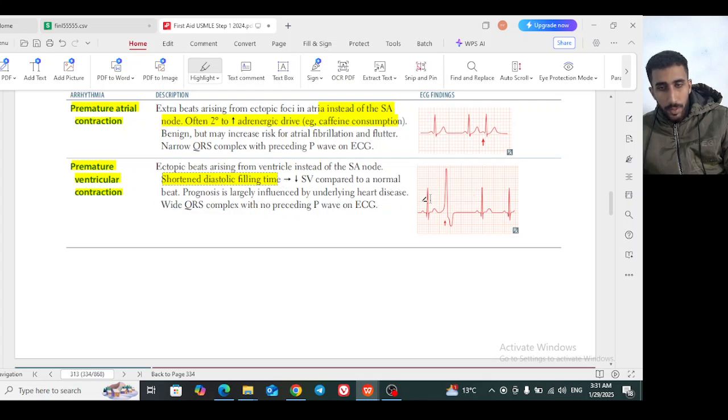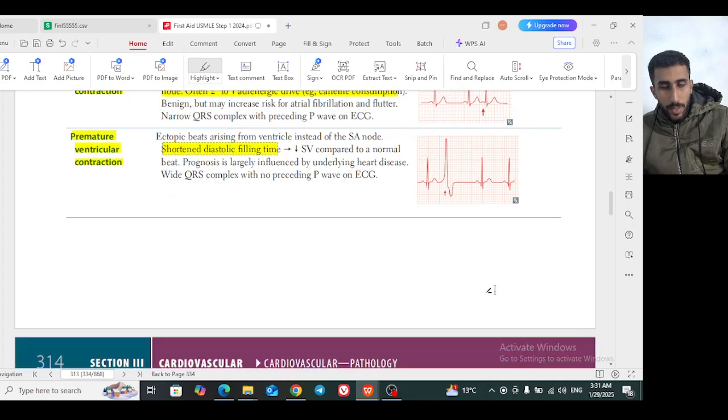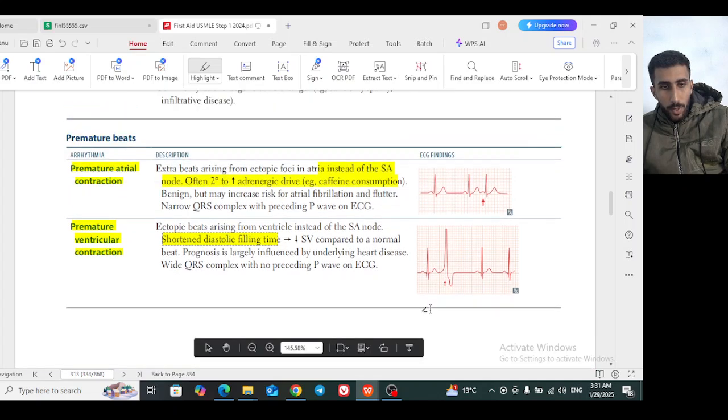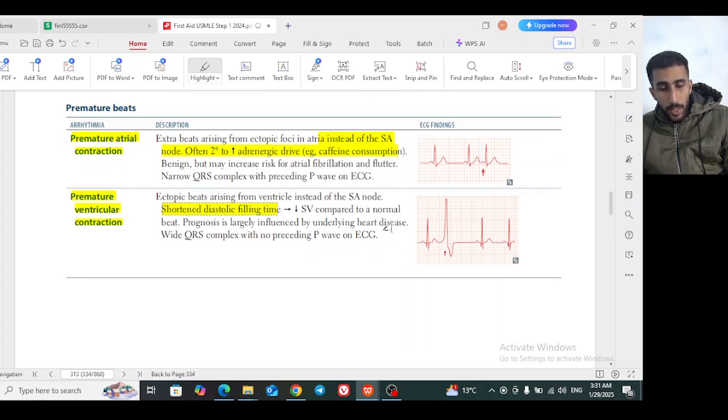And the prognosis is dependent on the underlying heart disease, what causes a PVC. If it is minor, then it is non-significant. If the disease itself is major, then you are in danger here. So you will have a wide QRS complex, no preceding P wave on ECG. The source of the problem is the extra beat arising from the ventricle. It has nothing to do with the SA node.